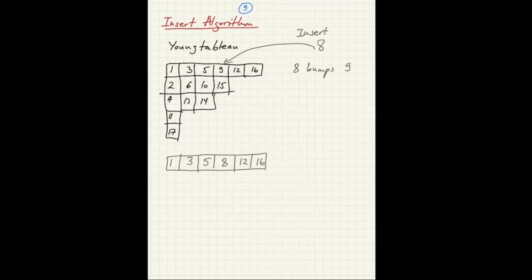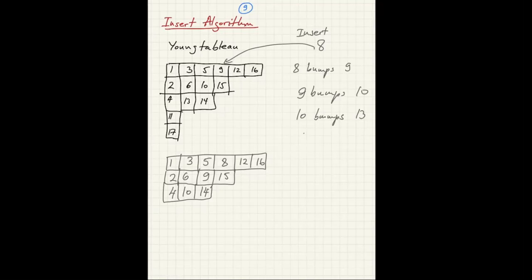Okay. But now what does 9 do? Well, 9 has been bumped by 8. So 9 looks at the second row and does the same thing. You have 2, 6, 10. Now 9 will bump 10. So 2, 6, this is where 9 goes now, and then we have 15. Well, what does 10 do? 10 looks at the next row, 4, 13, 14, and now 10 will bump 13, so it will be 4, 10, and 14.